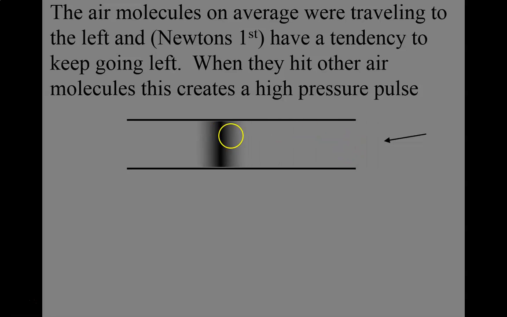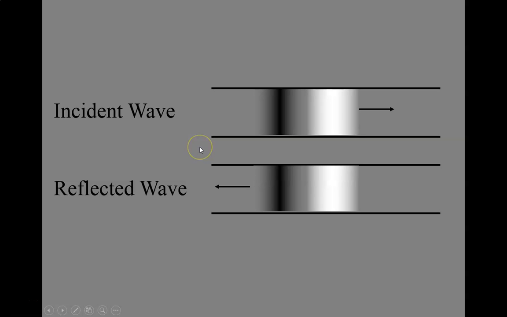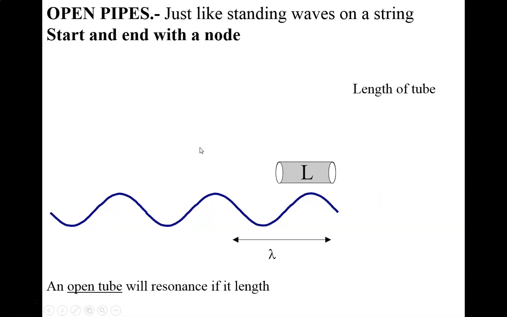Then that compression will travel and reach the other end, and then it'll be converted to a rarefaction. So the waves are inverted when they're reflected, just like on a string. When a string meets a rigid boundary, they are inverted. So basically, open pipes obey the same rules as waves on a string that we've been doing.